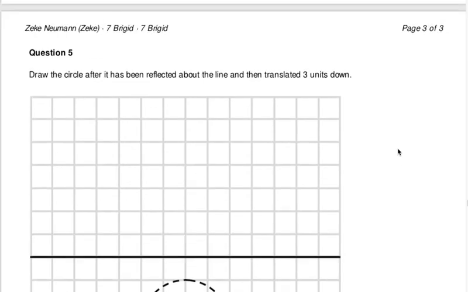This one here, there are 2 things you have to pay attention to. The first one is that the circle is reflected about the line. Reflected is like using a mirror. And the second thing is that it is translated, which is the same as moved 3 units down.